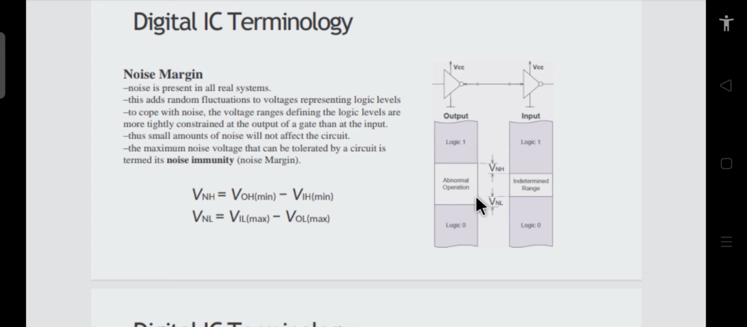So how can you understand it? Suppose there are two inverters. If you apply logical 1 here and this is an inverter, then this should be 0, because it is an inverter. There is a link between these two inverters, from this circle to this circle, and whatever signal appears here has to be transmitted to the input of the next inverter.